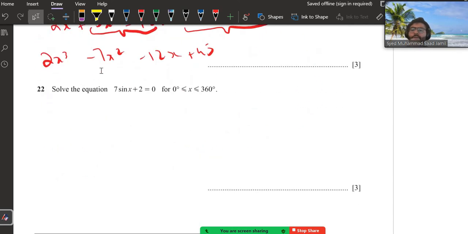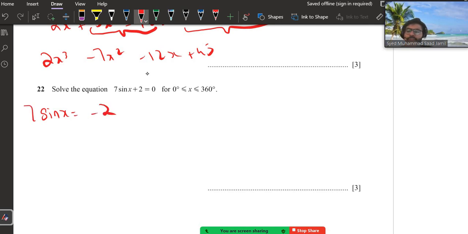Moving on to question 22. 7 sine x plus 2 is equal to 0. 7 sine x is equal to minus 2. Sine x is equal to minus 2 upon 7. x is equal to sine inverse of minus 2 upon 7.